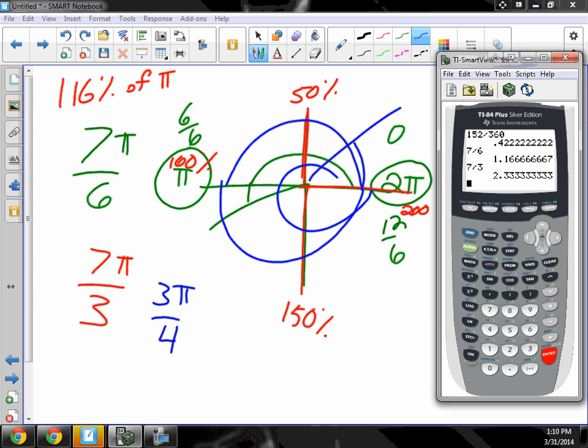So 3 pi over 4. Why quadrant 2? Okay, so we could do 3 over 4. 75% of the top half would be quadrant 2. What about as a fraction? So as a fraction, we're looking at either 0 or 4 over 4. Is 3/4 closer to 4 or closer to 0? Closer to 4, so it would be in quadrant 2.